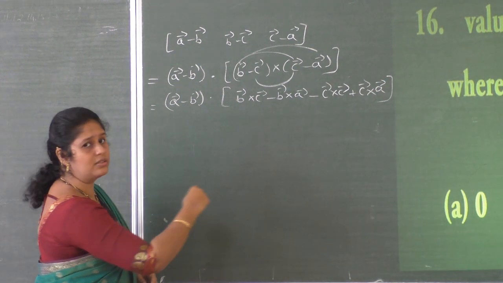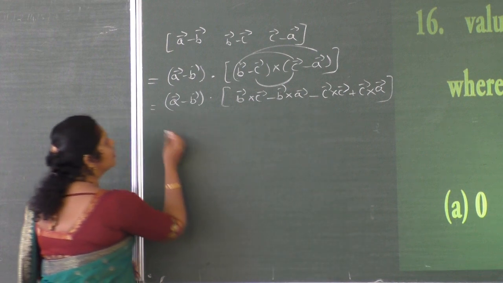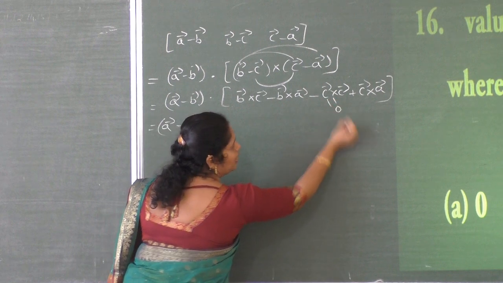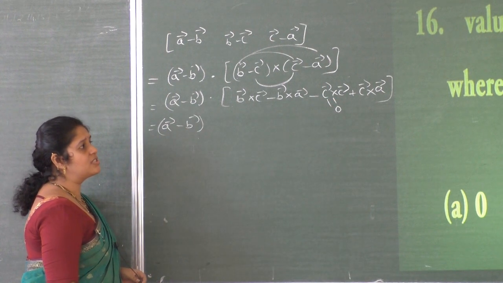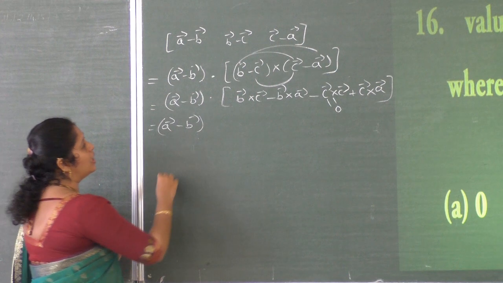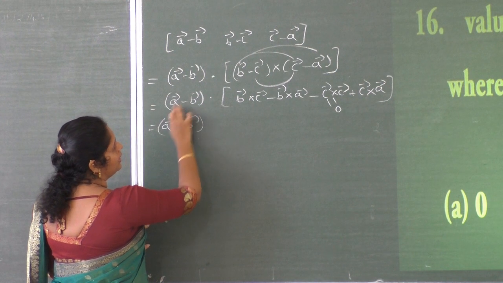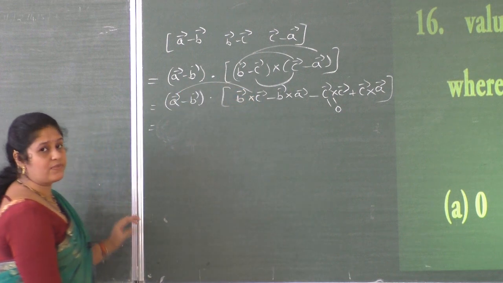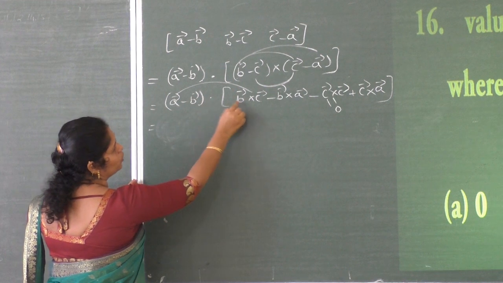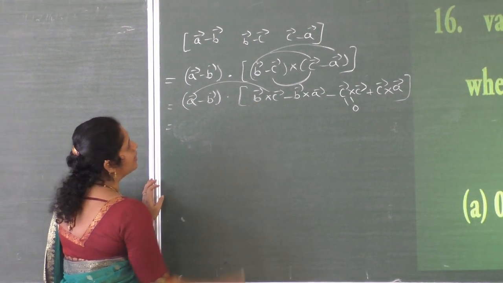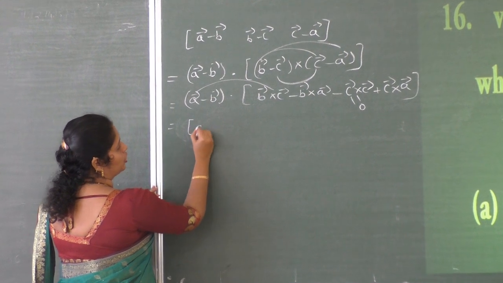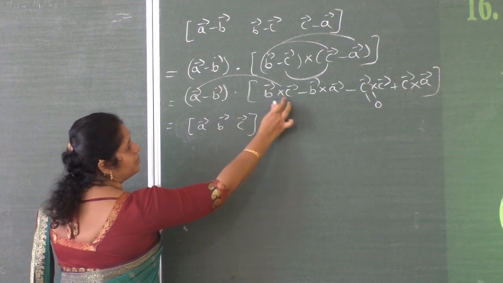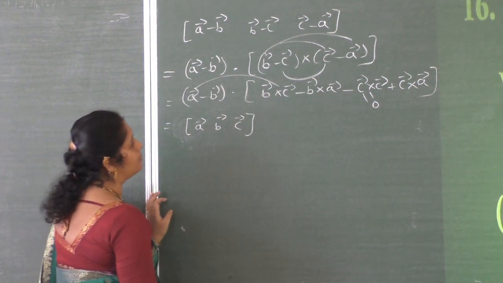This is not a box product, just a square bracket it is. That is vector A minus vector B. You can see these two are equal vectors, their cross product is 0. Now multiply vector A with the first vector, that is vector A dot vector B cross vector C. So that is the box product of vectors A, B, C, that we know. Vector A dot vector B cross vector C, box product of A, B, C.